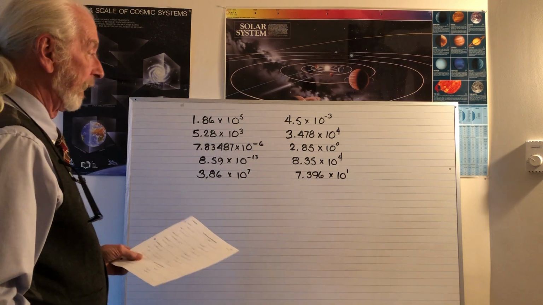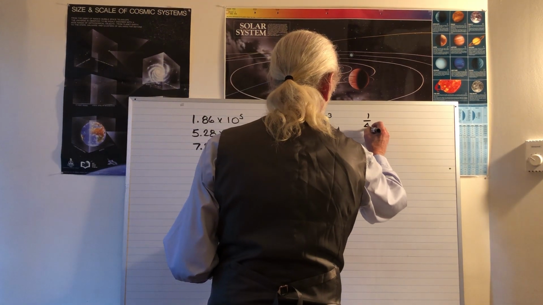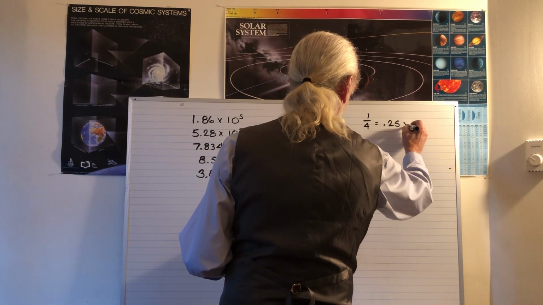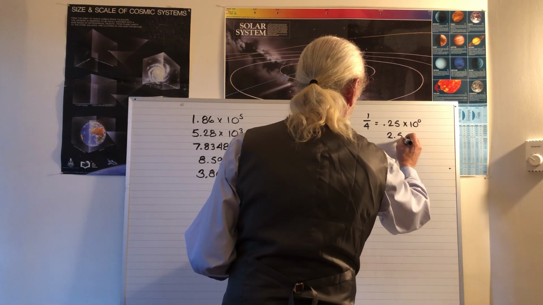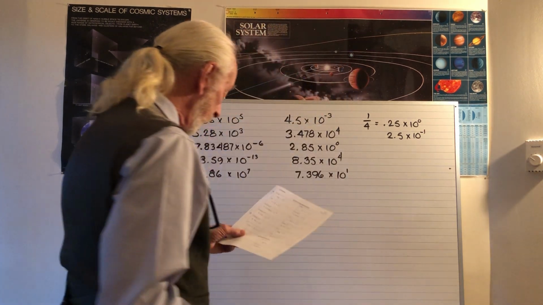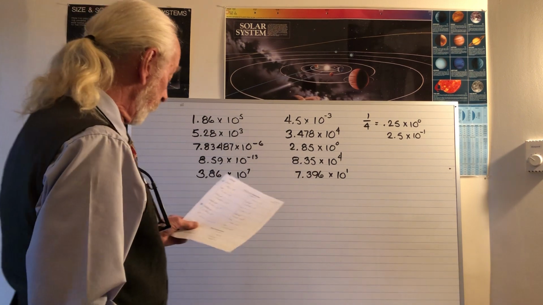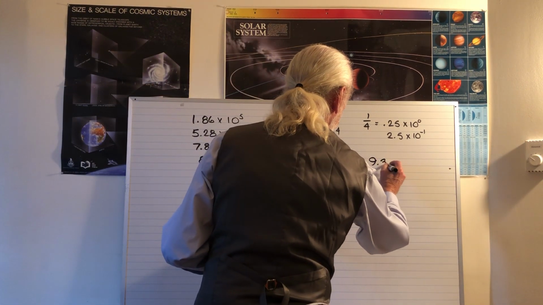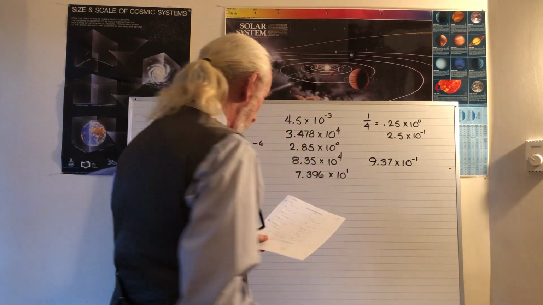1/4, I kind of threw that one at you as a little bit of a curveball. 1/4 equals 0.25. I'll slap a 10 to the 0 on that. Now we'll make it 2.5 times 10 to the negative 1. And the last one in this sequence is 0.937. 0.937 converts to 9.37 times 10 to the negative 1.